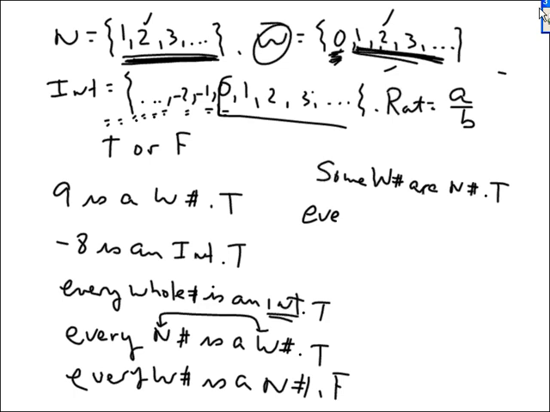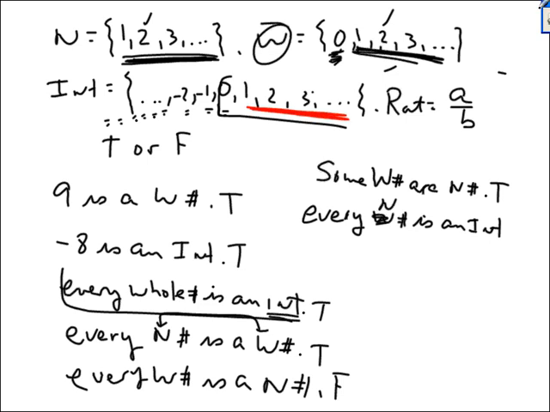How about every whole number is an integer? Well, we already did that one right here. I'm sorry. How about every natural number is an integer? Well, I go to the integers, and I look to see if every natural number is there. And yeah, there it is. Those are the natural numbers. So every natural number is an integer.